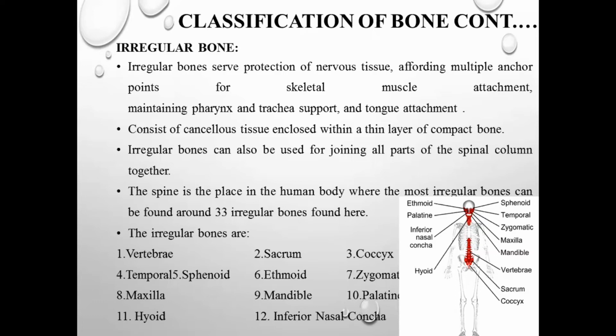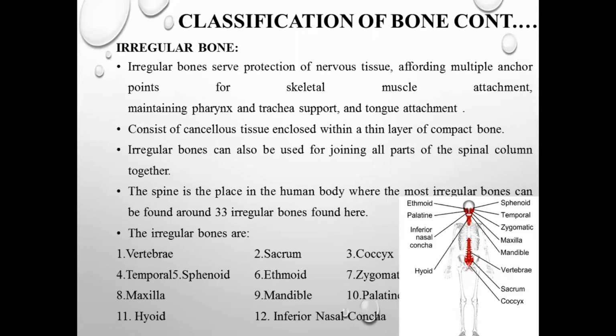As we see, the cancellous tissue is going to be covered or enclosed with your compact or cortical bone. Irregular bones can also be used for joining all parts of the spinal column, called the vertebral column, together. So these irregular bones will help in joining them.